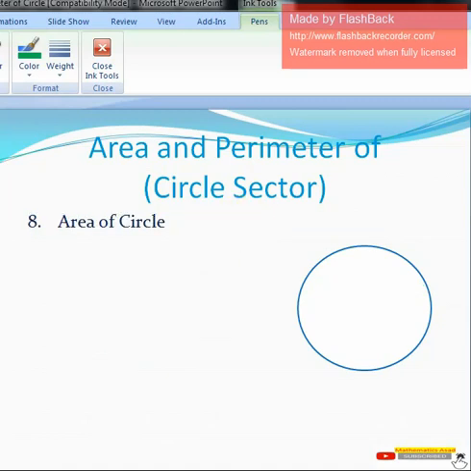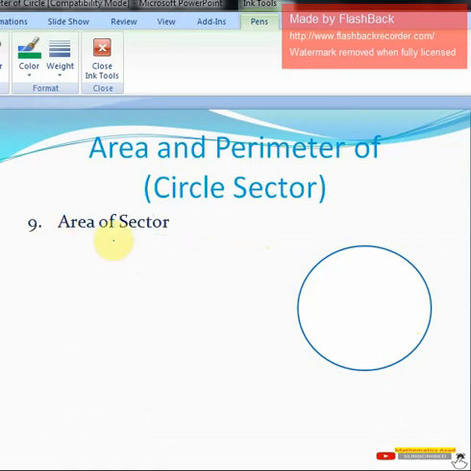Now in next, area of circle, quite easy. What is the total area of circle? If O is the center of the circle, radius is say 5 centimeter, so the area of circle must be equal to pi r square, and it is quite easy. If r is 5, so it will be 5 square. So when we solve this, we will find the area of the circle.